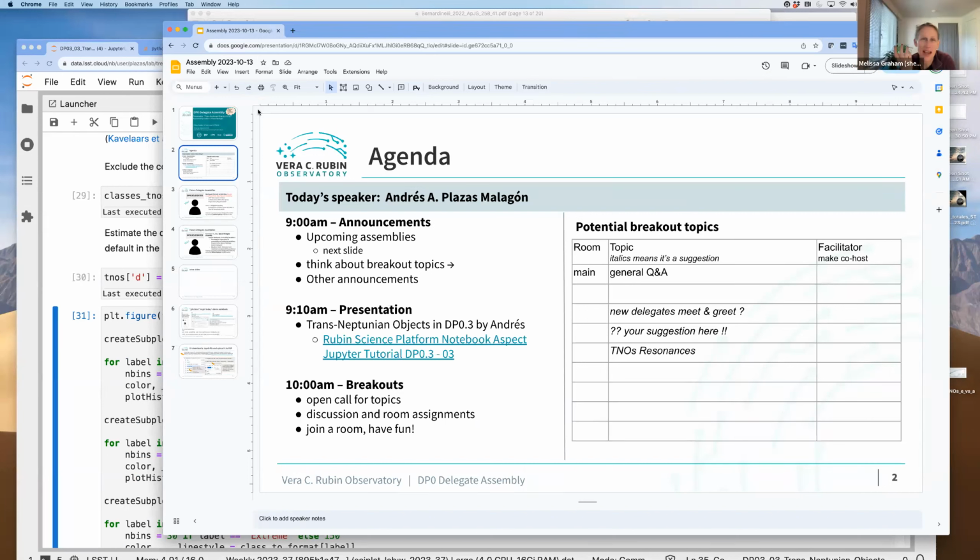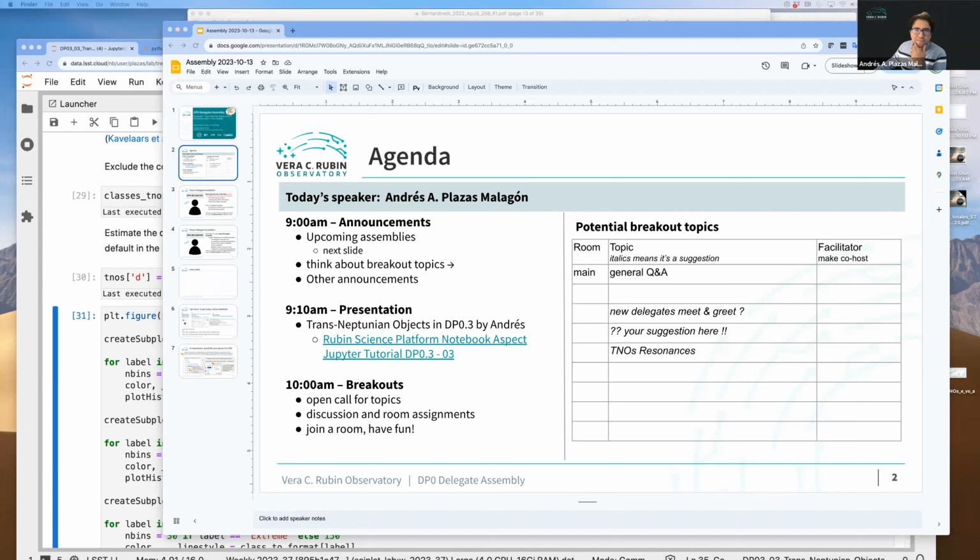Okay, excellent. Yeah, using DP0 to learn new software. Mm-hmm. Awesome. So I don't need a breakout room. Okay. I don't think I need one either.